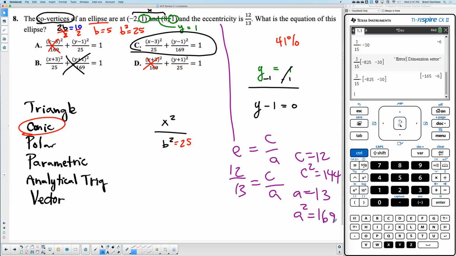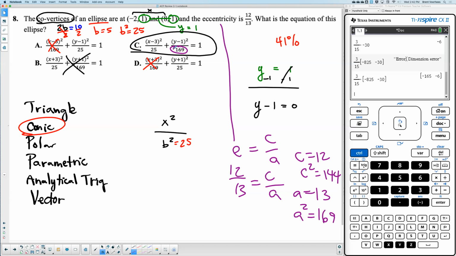144 would not be in the answer choice. That is a very frequent distractor, they'll throw in 144. That C squared will never be included in the problem, but A squared would be. That's where the 169 comes from. So that's just extra. You didn't need it for this problem, but you might need it on your actual problem. So I wanted to get that there.